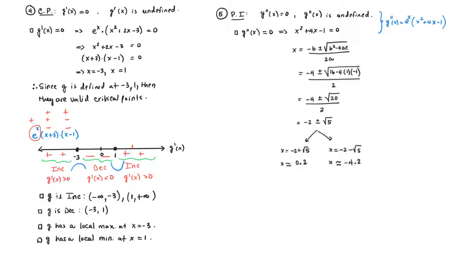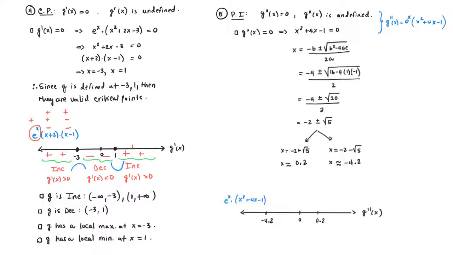Now, because I'm going to be sketching, I rounded those solutions. The first one is approximately 0.2, and the other one is approximately negative 4.2. Now that I have that, I can go ahead and set up the number line for the second derivative test. You can see it right here, for instance. And I'm going to start again with my test points.